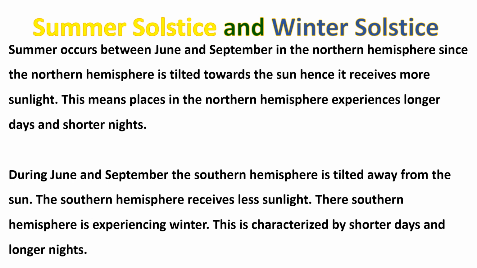solstice. All right, and in around December, the opposite happens, where the northern hemisphere is tilted away from the sun and the southern hemisphere is tilted towards the sun, and therefore you have summer in the southern hemisphere and winter in the northern hemisphere. Quite a remarkable trip, isn't it, everyone?